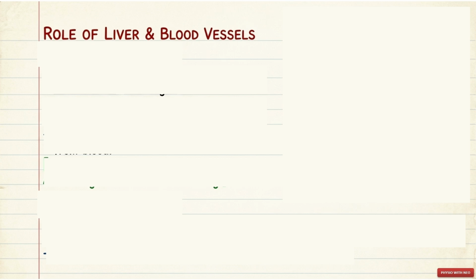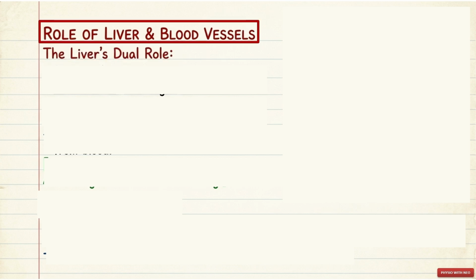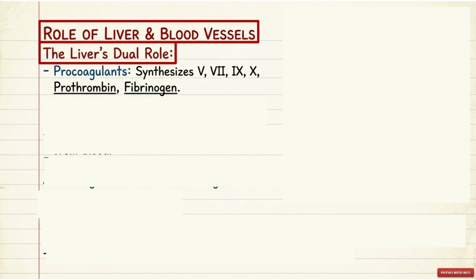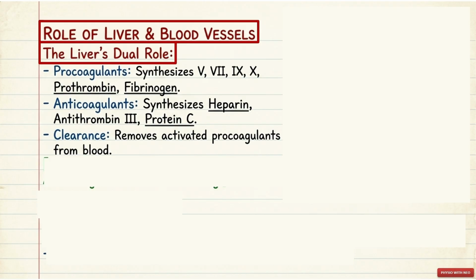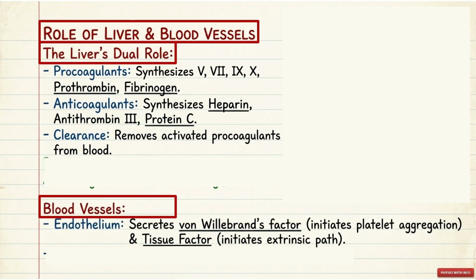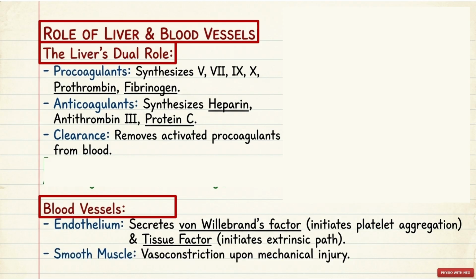Now, the role of liver and blood vessels. Here, the liver has a dual role. It produces clotting factors like factors 1, 2, 5, 7, 9 and 10, as well as anticoagulants like heparin, antithrombin 3 and protein C. In addition, it clears or removes activated procoagulants from the blood. In blood vessels, the endothelium secretes von Willebrand factor, which initiates platelet aggregation, and tissue factor, which initiates the extrinsic pathway, whereas smooth muscle causes vasoconstriction upon mechanical injury.